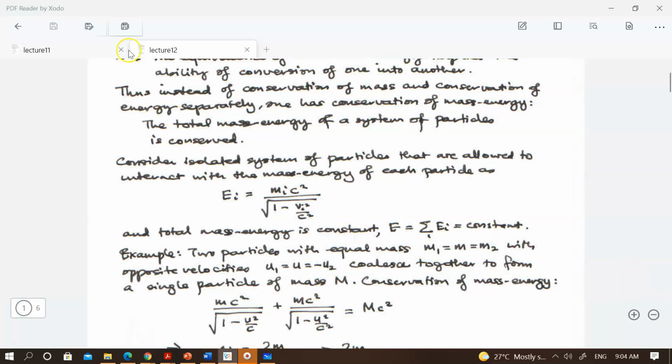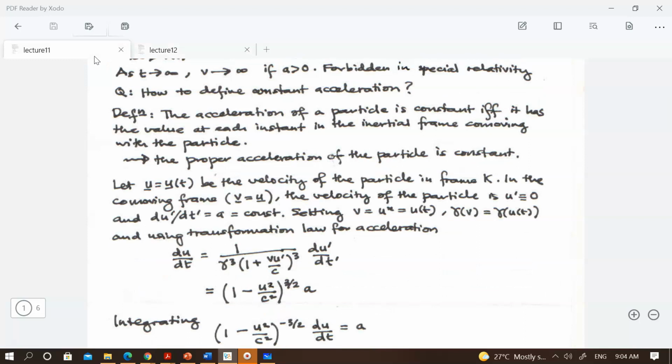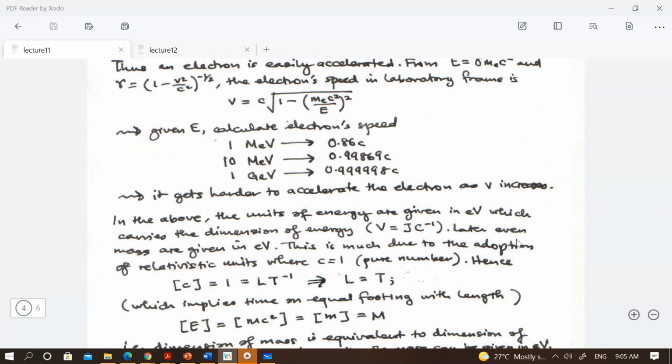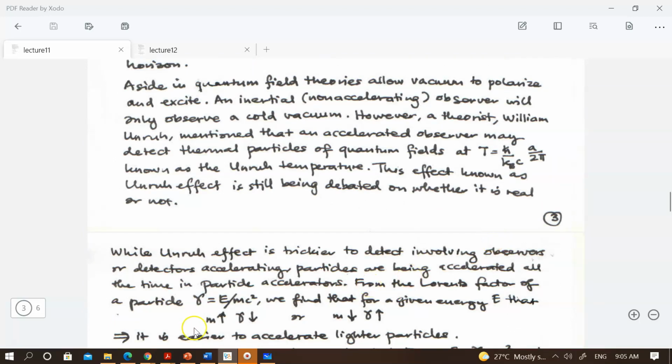We have stopped at lecture 11 yesterday. So yesterday, we came to the point of looking at some ideas about accelerated motion, and we also discussed something slightly outside the topic of this course, which is the effect of an accelerated observer.